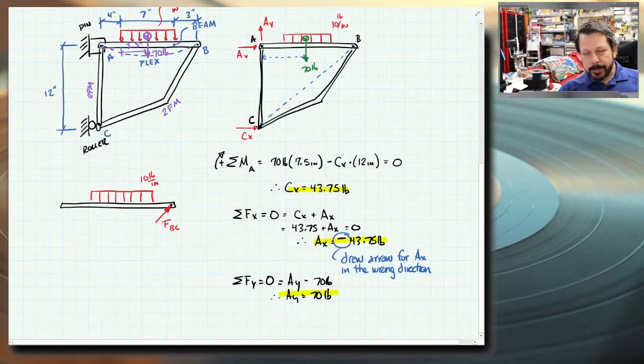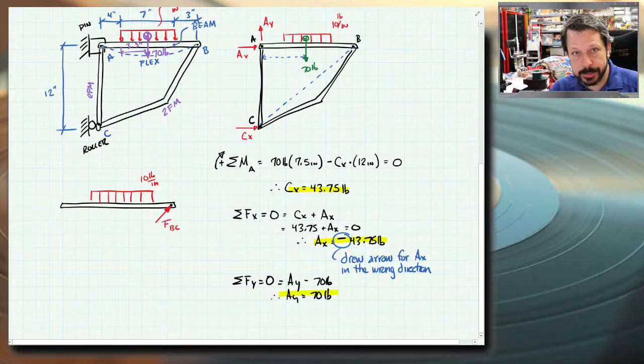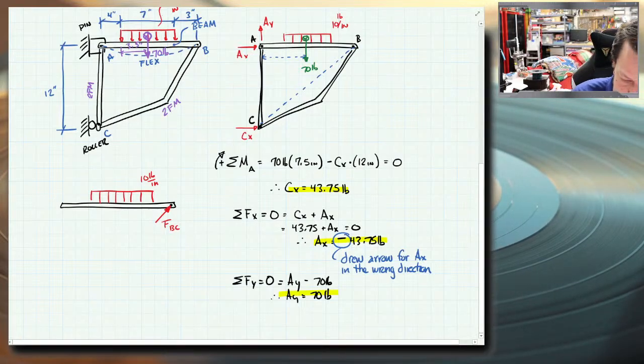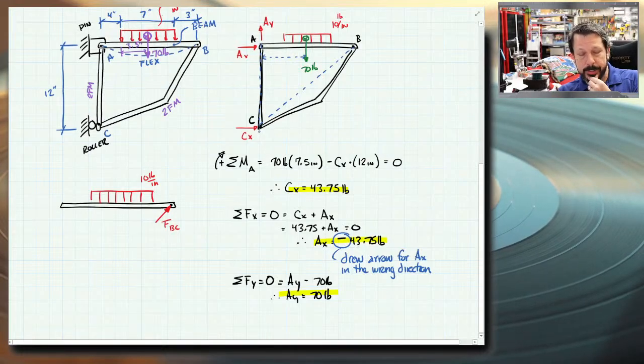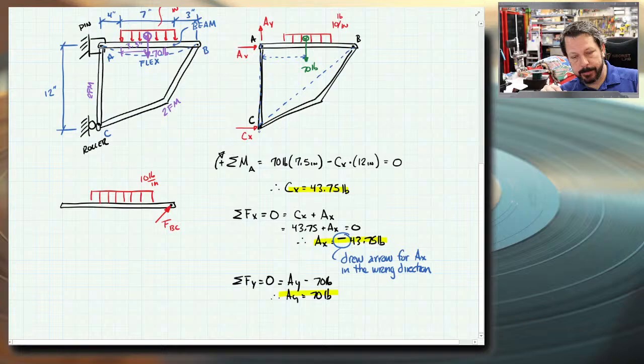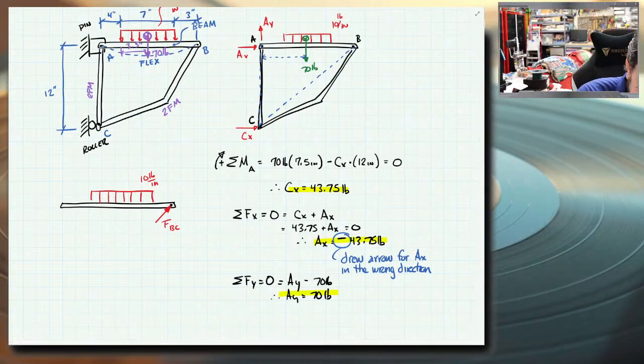At A is a little bit different because A is connected to member AC, but it's also connected to the pin that's holding my frame to the wall. So there's 2 separate things going on there. Member AC is a two-force member. You connect the dots between A and C, which in this case line up with member AC, which is what normally happens. And so I have one force, the force AC, acting in this direction. So I'm going to put it just this way.